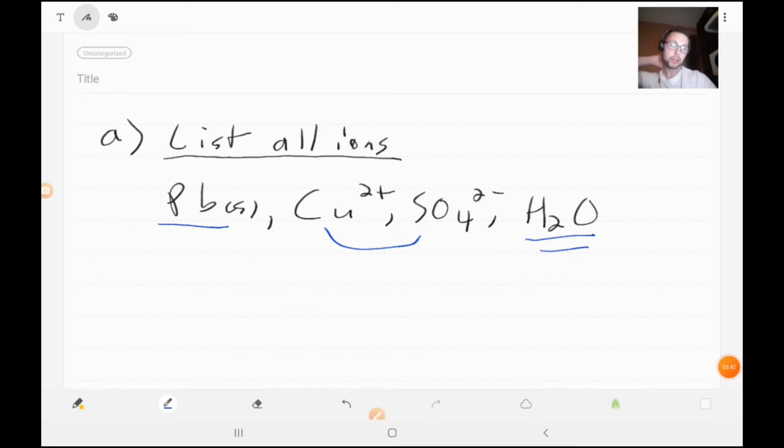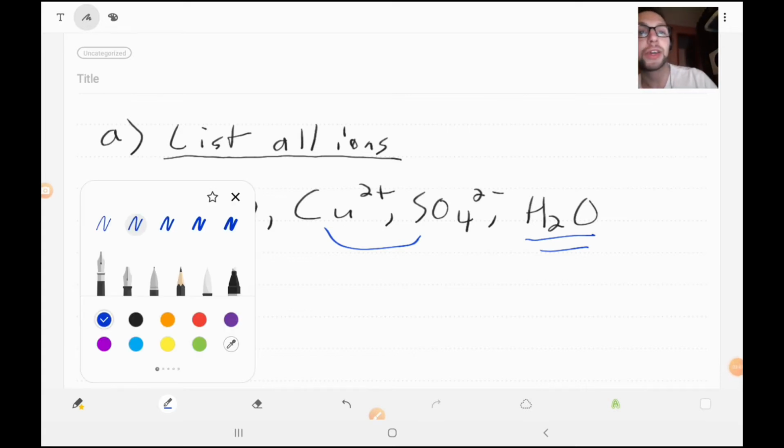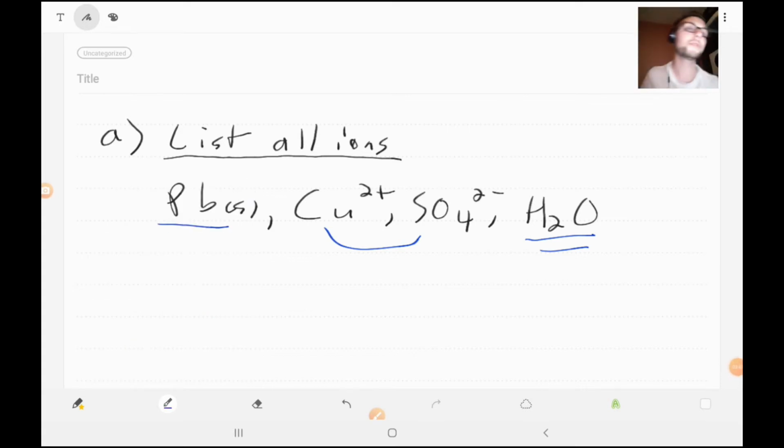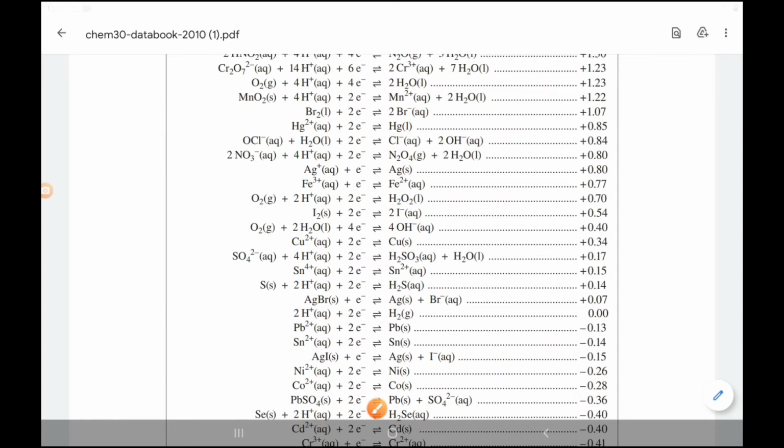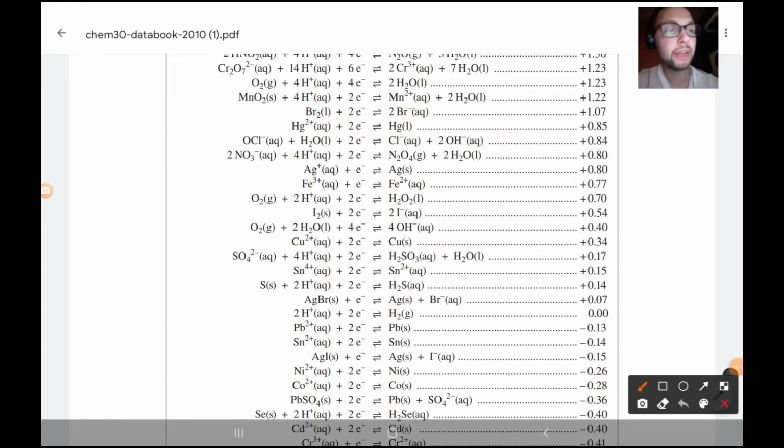Next thing that we're going to do is identify all the OAs and RAs, and we'll go back to the table for that. So when we look at the table, we see that lead is over here on the right side of the table. So Pb solid is going to be an RA.